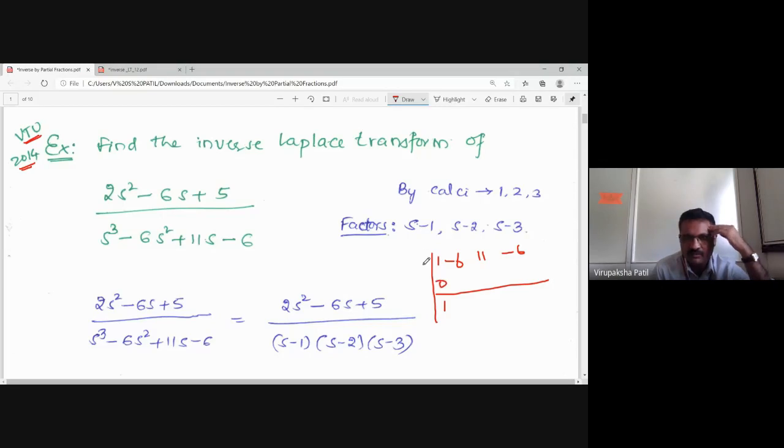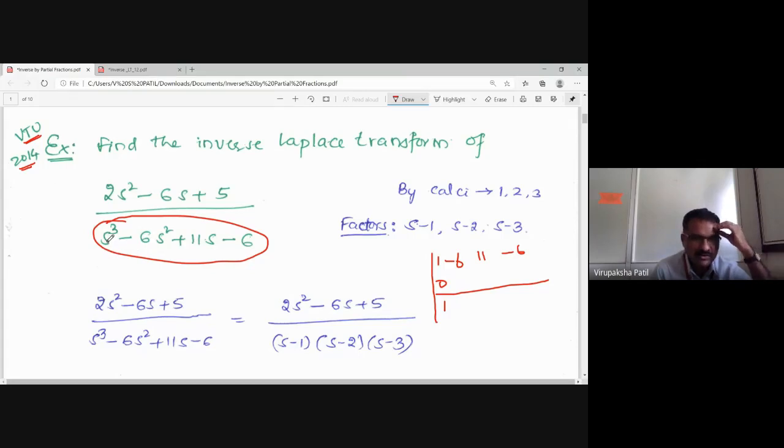Then you have to multiply this number and this number, and try it for plus or minus 1, plus or minus 2, plus or minus 3, like that. That is one method. Inspection method means here you put s is equal to plus or minus 1, plus or minus 2, or plus or minus 3.